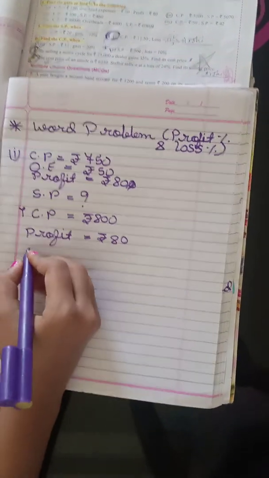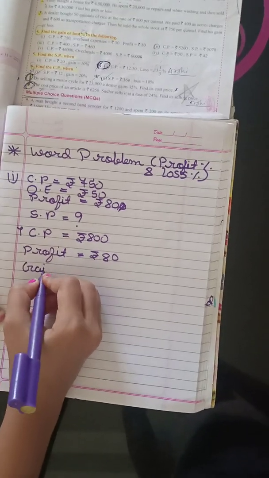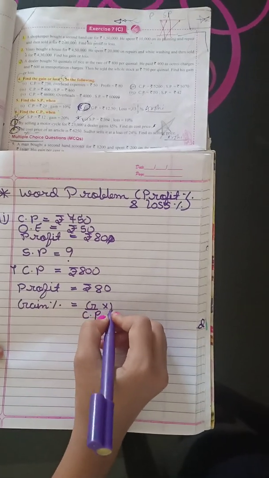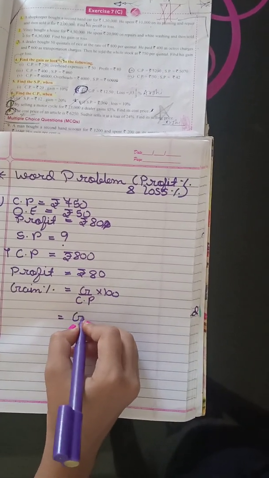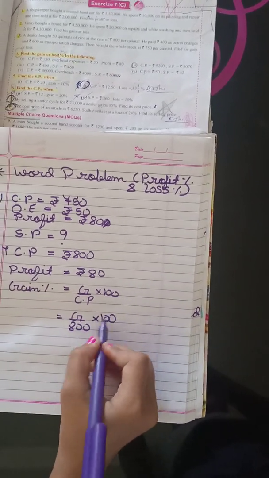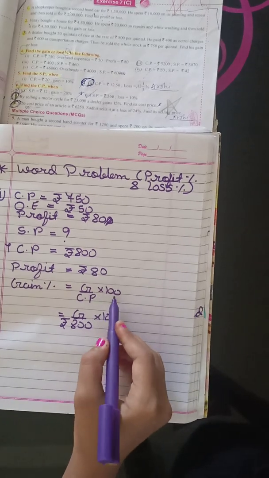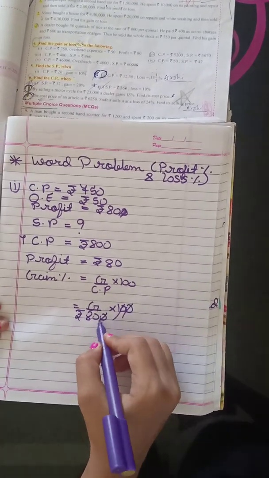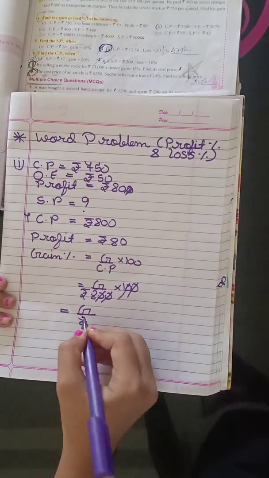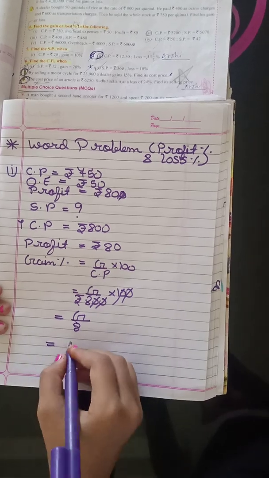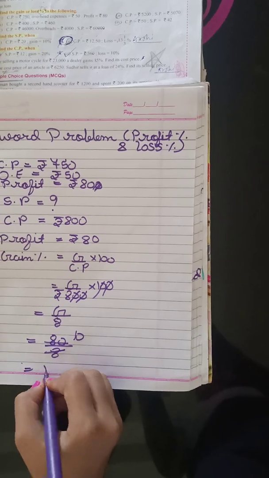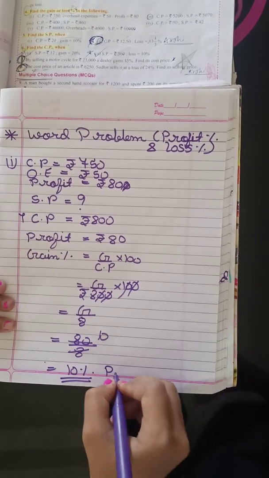Now we will write the formula of gain percentage or profit percentage: profit by CP into 100. Here our CP is rupees 800, and according to the formula we put 100 here, and the 0 will be cut. Our profit we know, so our profit percentage is 80 by 8. So our gain percentage is 10%.